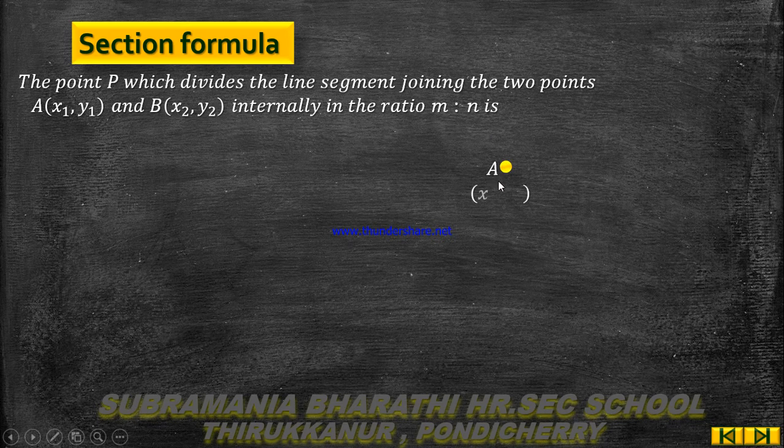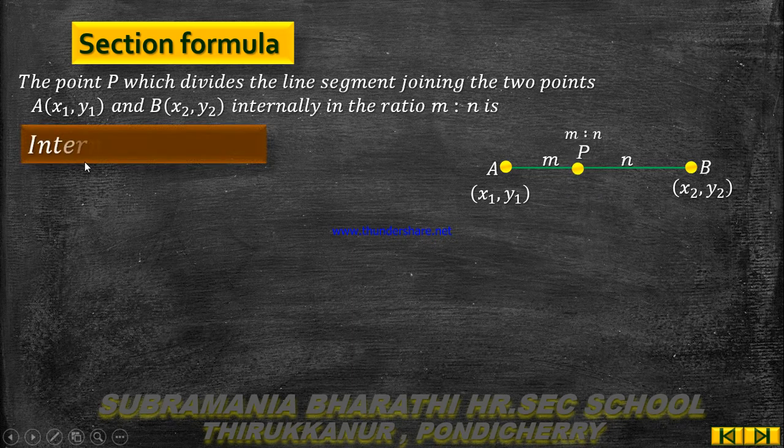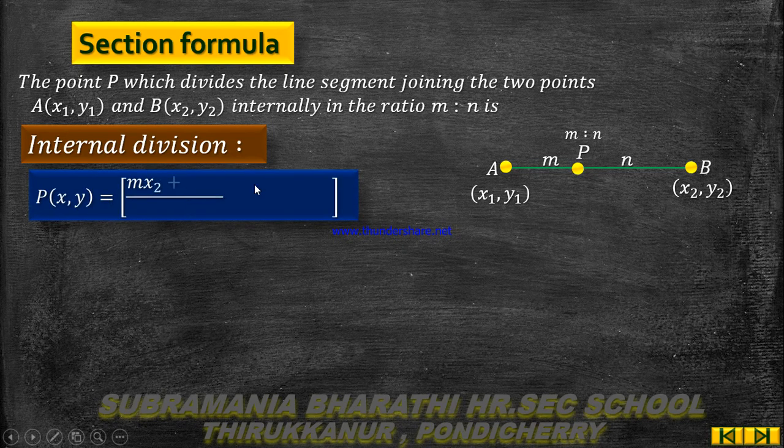This is the point A x1, y1. This is the point B x2, y2. This is the line segment which P divides internally. That is the point P, dividing internally in the ratio m is to n. The formula for finding the internal division: P of x, y is equal to m x2 plus n x1 by m plus n, m y2 plus n y1 by m plus n. This is the internal formula.